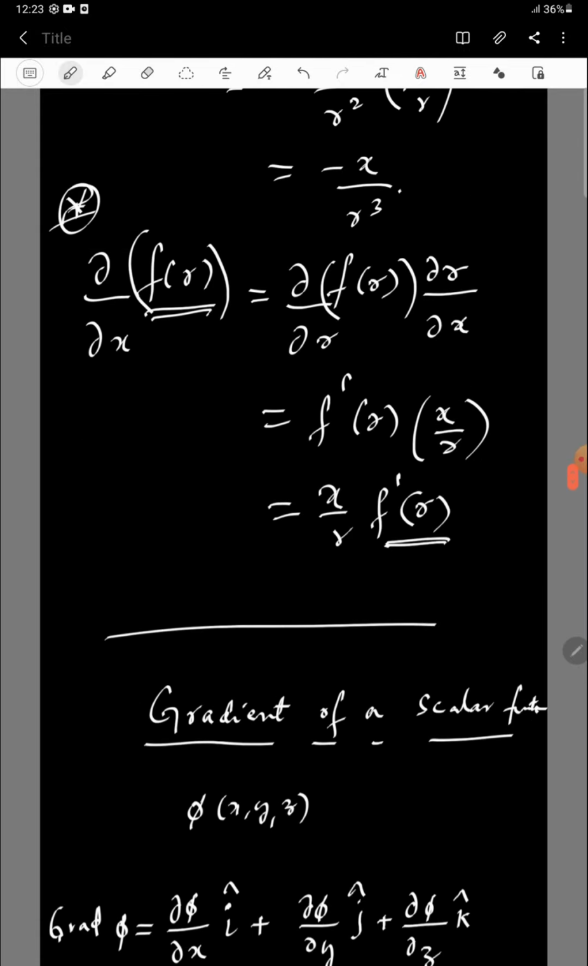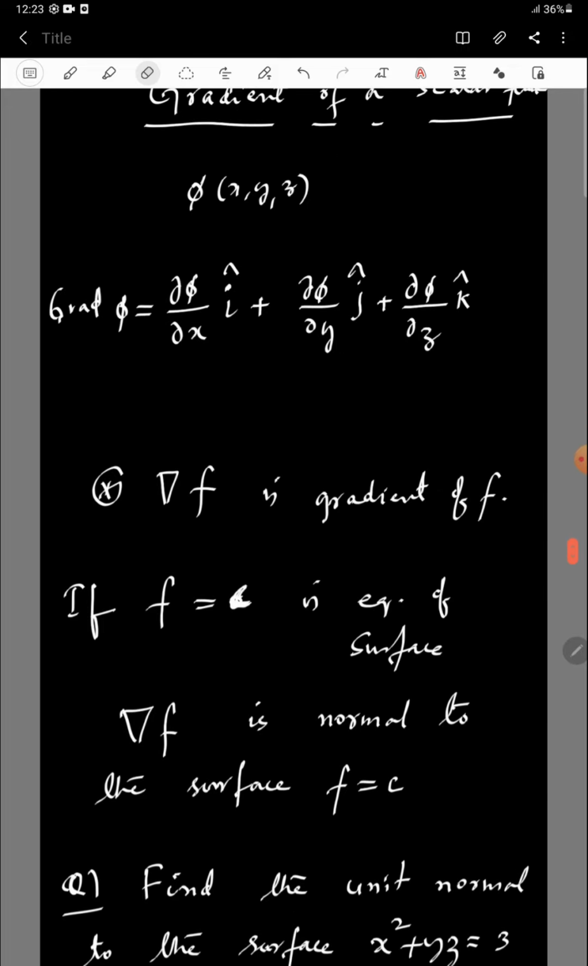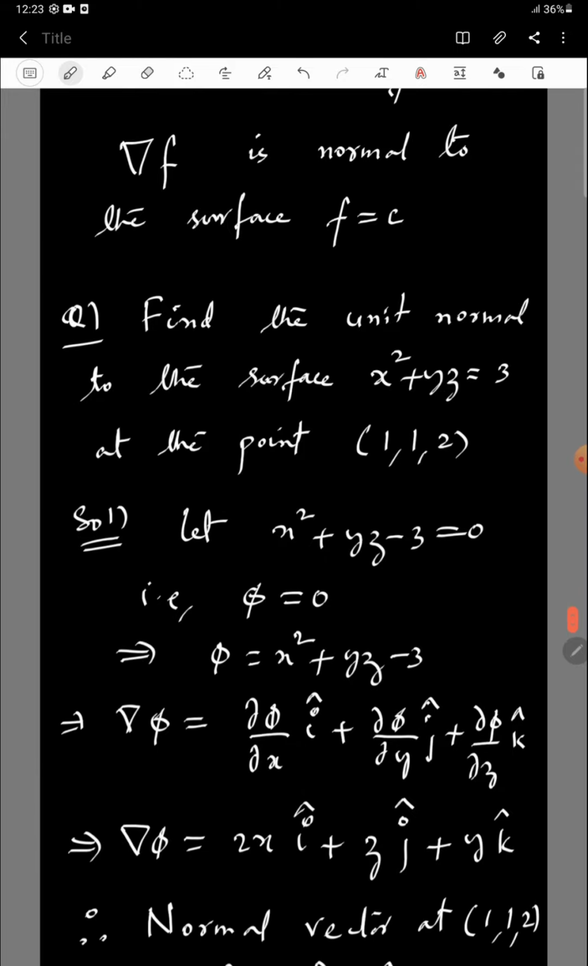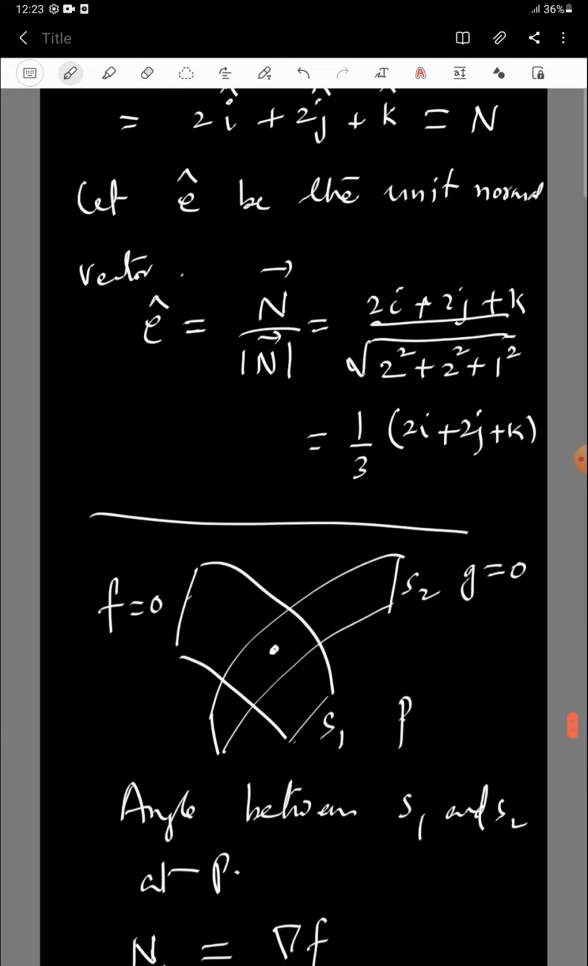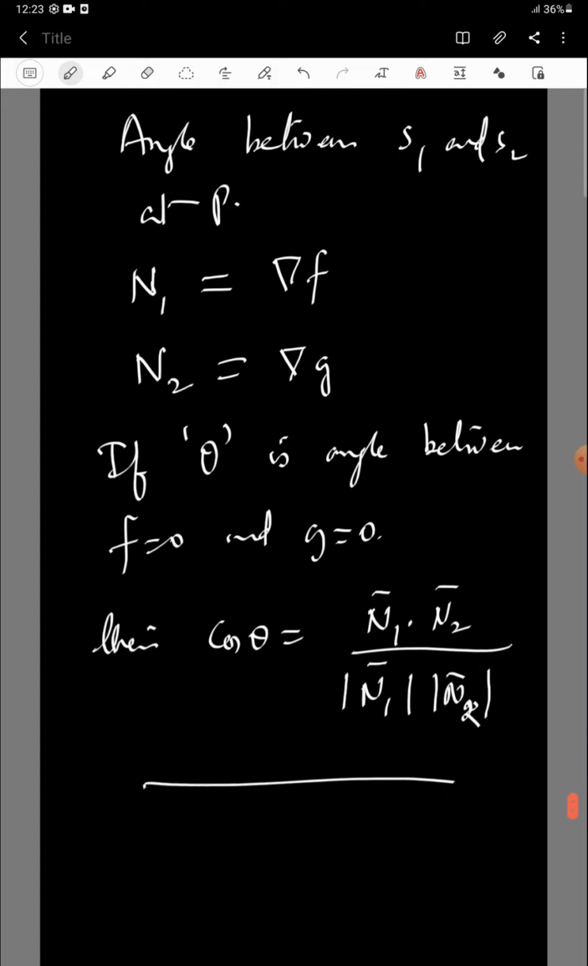So let's have a short recap. We are talking about the gradient of a scalar function. The partial derivatives are calculated and i, j, k are attached to them. The resultant vector is called the gradient. In short, we write grad phi, gradient phi, or del phi. This del phi will give the normal, and if we want the unit normal, we divide the normal by the length of that vector. We can also find the angle between surfaces using the normals on the surfaces. Thank you.